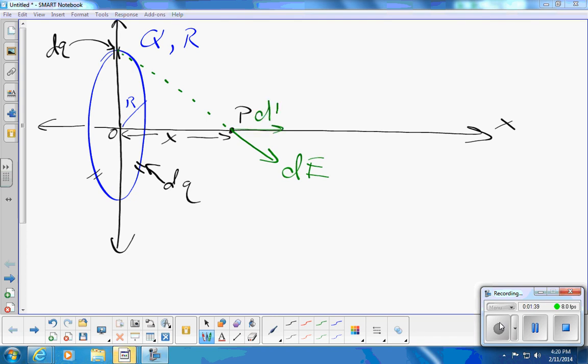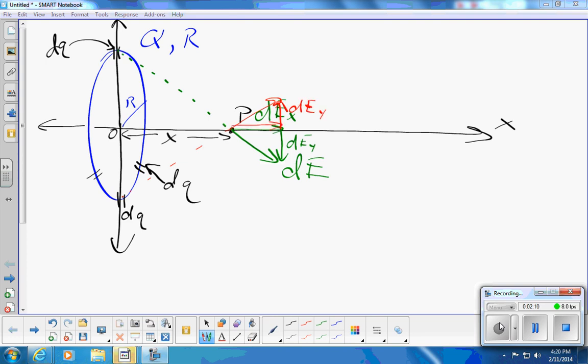Here's dEx, because all the non-x components, all the y and z components, if you will, I'm going to call that dEy, they all cancel because for this little charge element at the top, there's a charge element 180 degrees away from it, dq down here, which creates a field at this point. I'm going to draw this and then get rid of it. It creates a field element at point P which has the same x component as this one that we're interested in, but a y component, dEy, that cancels.